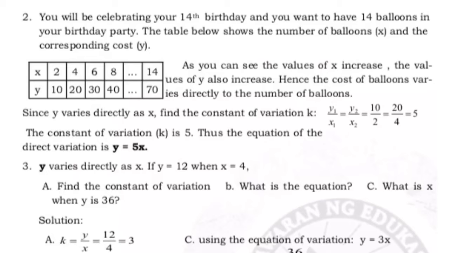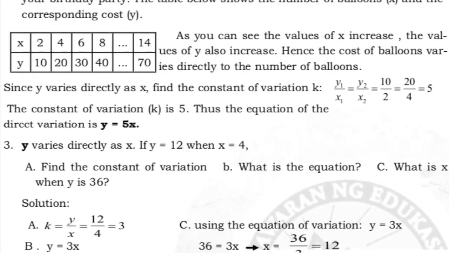y sub 1 over x sub 1 equals y sub 2 over x sub 2. So you're going to let x sub 1, the first value of x, which is 2, and y sub 1, the first value of y, which is 10. And y sub 2 will be the second value of y, which is 20, and x sub 2 will be the second value, which is 4.